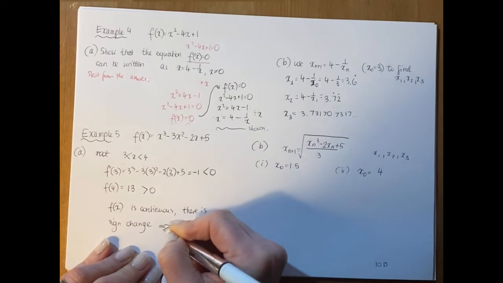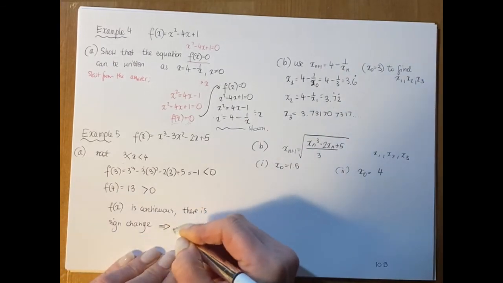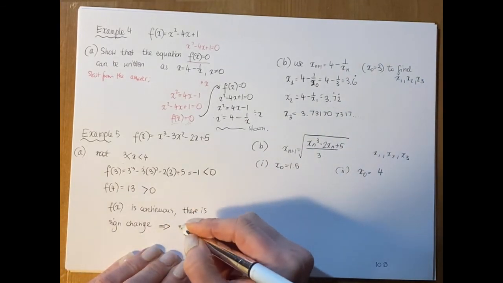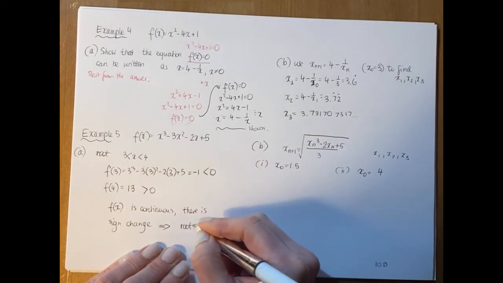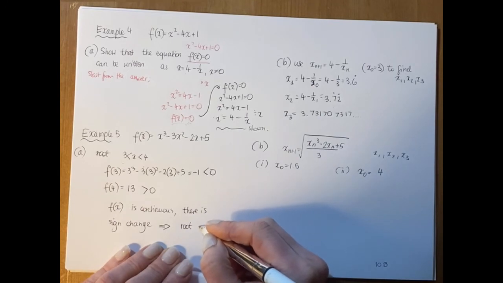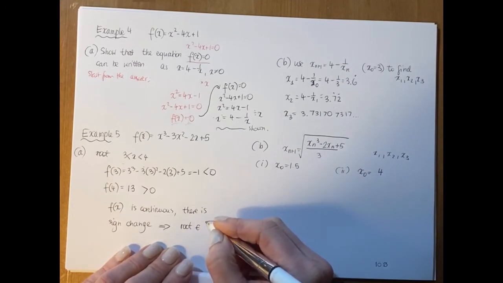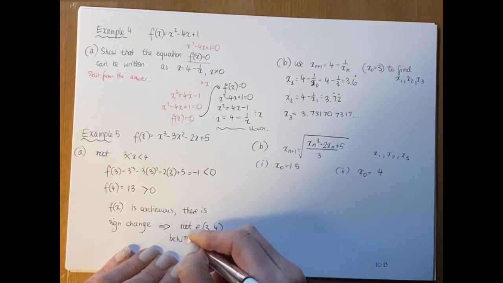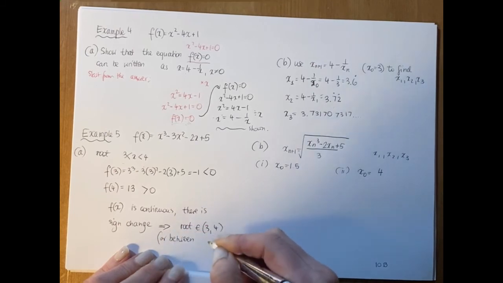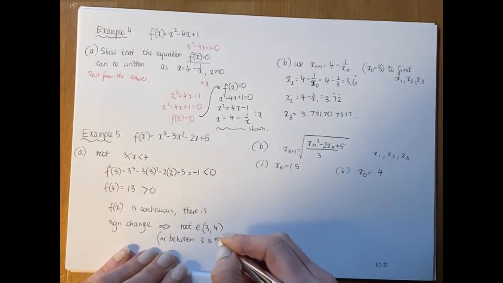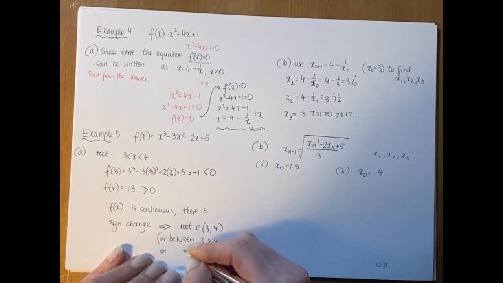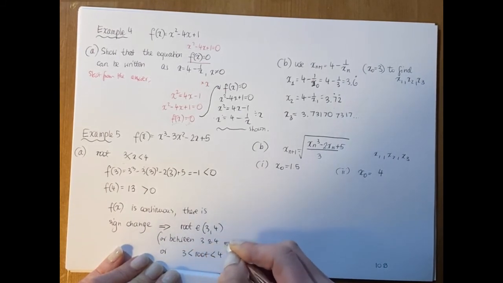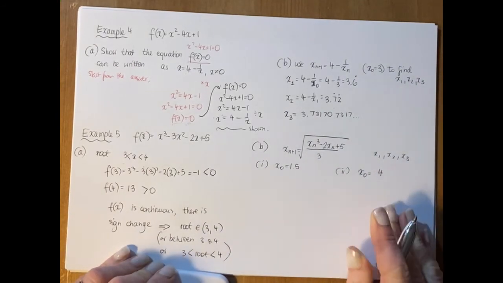therefore, which can be just an equals sign with an arrowhead. Therefore, there is a root. If you named it as alpha, you could say the root belongs to the interval 3 to 4, or is between 3 and 4, or you could say the root is between 3 and 4. Like I said, if you named it alpha, you can stick alpha there.